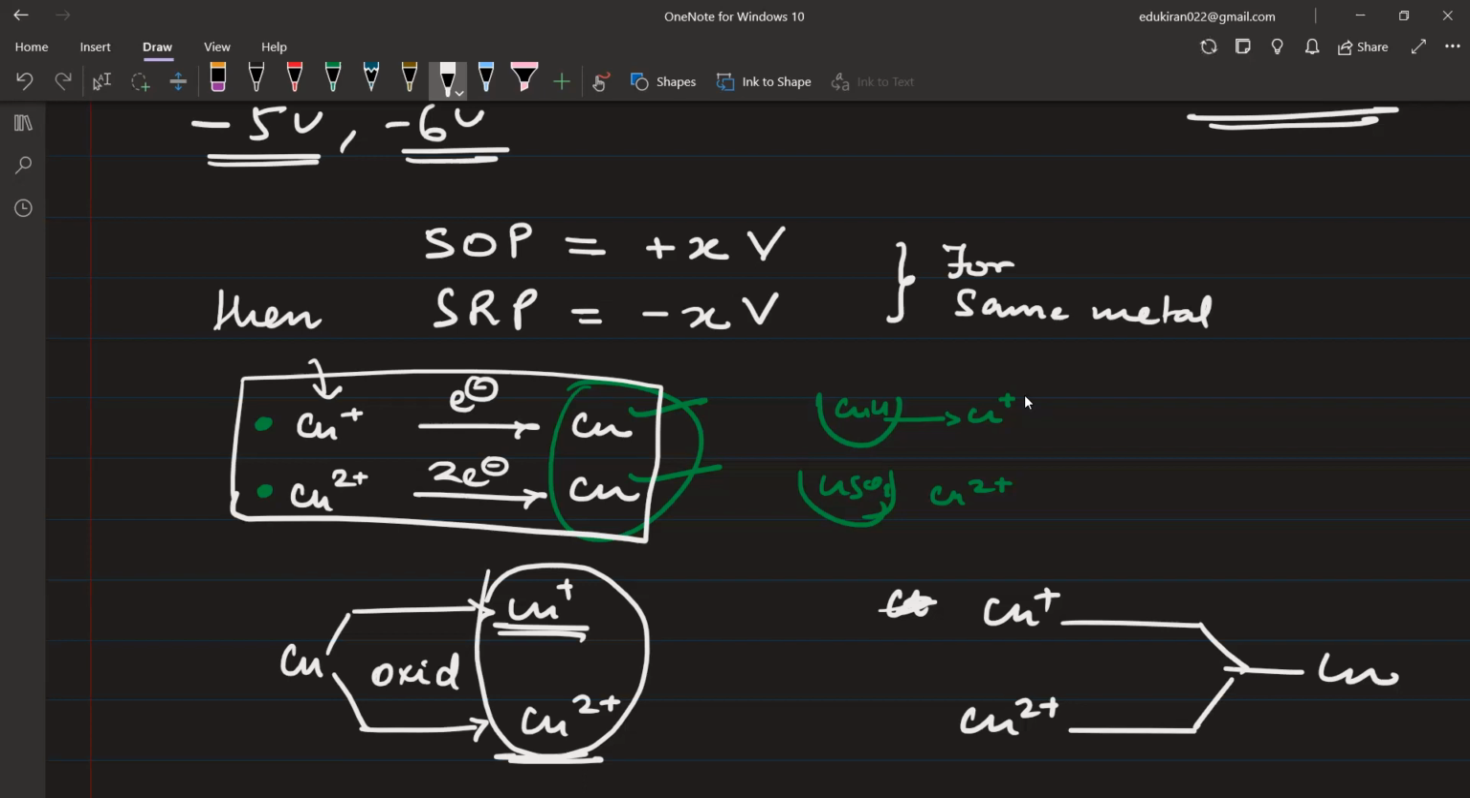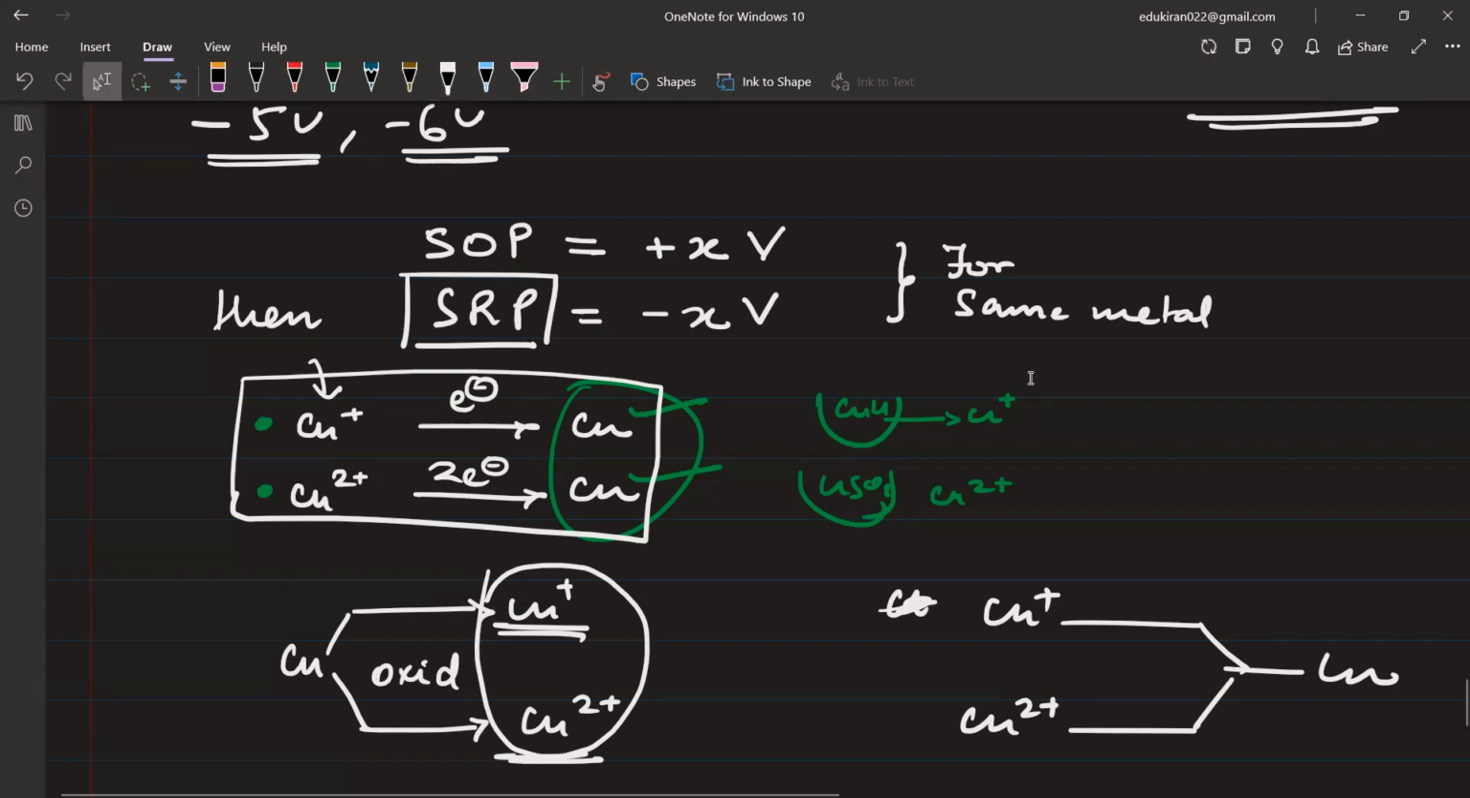Here reduction is happening, and that is why IUPAC said that our SRP will be the standard electrode potential, because electrode potential can be both of these things. It can be oxidation potential or it can be reduction potential. But in oxidation potential, we have a problem that we cannot predict the product. In reduction potential, we already know the product, and we can calculate the number of electrons that are being used. So they said that the standard reduction potential is going to be the standard electrode potential.